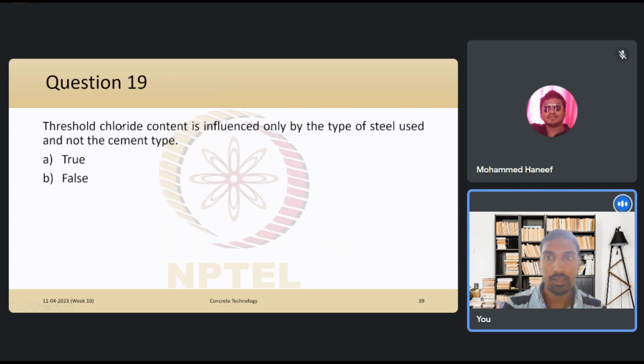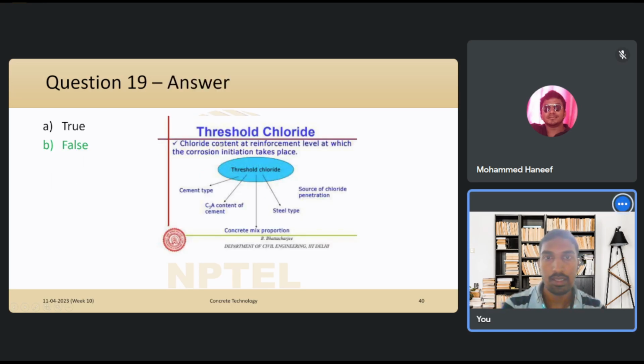So what are we looking at? We are saying that threshold chloride content is influenced only by the type of steel and not the cement type. So what is threshold chloride content? It is that amount of chloride at which your corrosion will start. It's where the corrosion of your rebar starts, right? That is what we call the threshold content, and it is not constant.